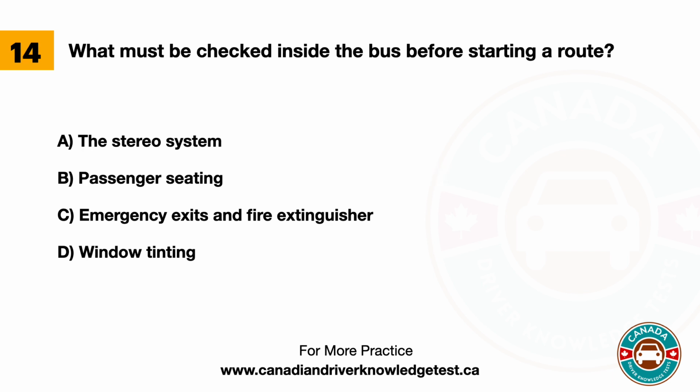Question 14. What must be checked inside the bus before starting a route? A. The stereo system. B. Passenger seating. C. Emergency exits and fire extinguisher. D. Window tinting. The answer is C. Emergency exits and fire extinguisher.